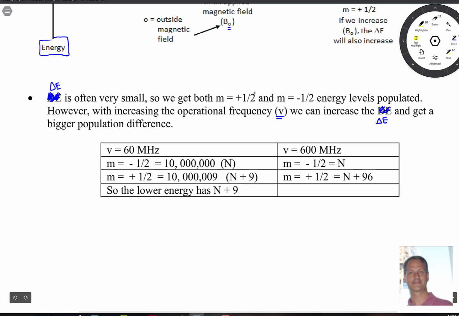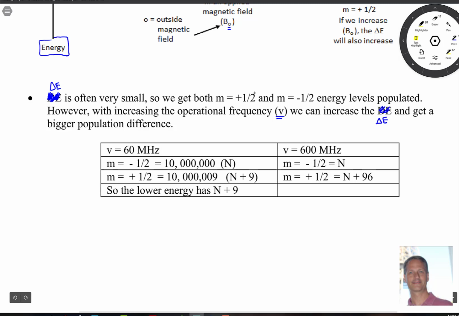Your M, and this is something that you can calculate. I used to go through and do this years ago with students, but this is the end result, is that your M minus 1/2 is 10 million. And we're going to call that just N. And then the lower energy, plus 1/2, is 10 million and 9. So at that operational frequency, you have 9 extra protons in the M plus 1/2 energy state. That's not a lot, right? It's not a huge difference.